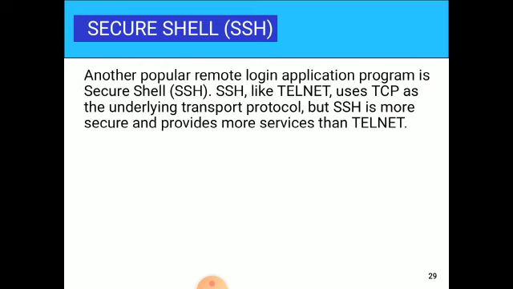SSH converts plain text into ciphertext. Now, how will it convert plain text into ciphertext? For that, it uses a cryptography algorithm. There are basically two types of cryptography: one is symmetric and the second is asymmetric. Symmetric means there is only one key between the sender and receiver. Whatever key the sender uses to encrypt the message, that same key should be with the receiver.